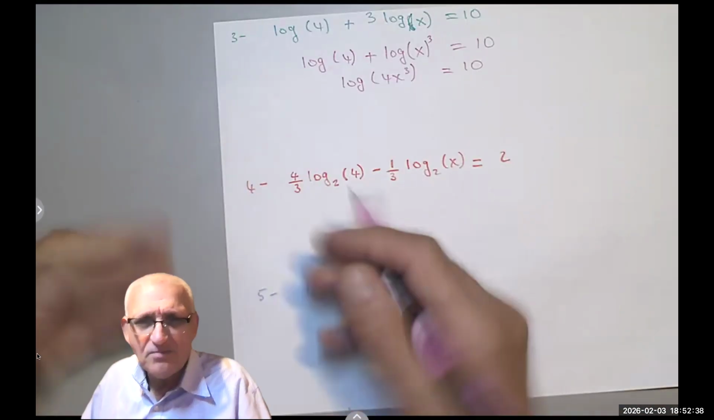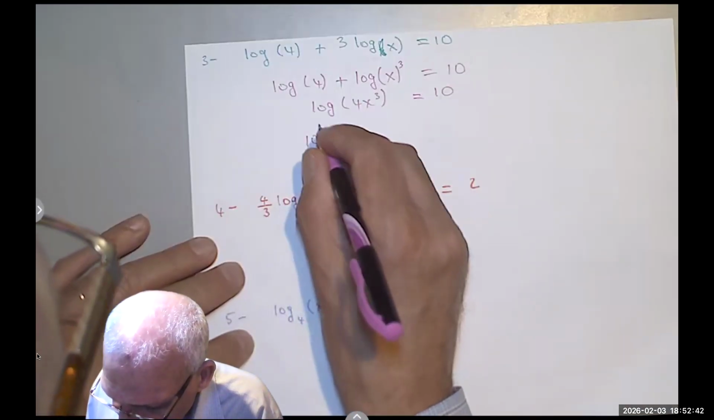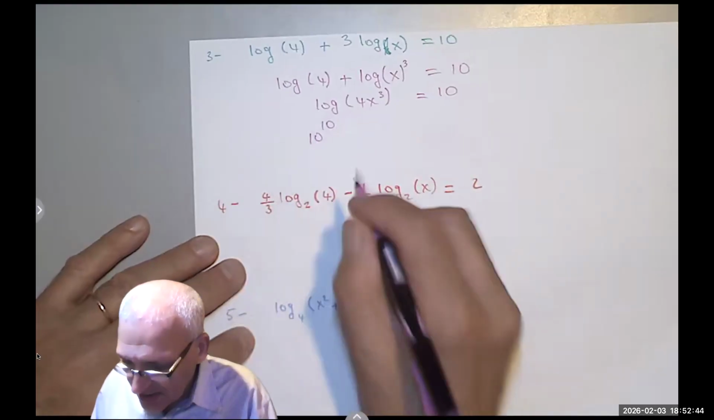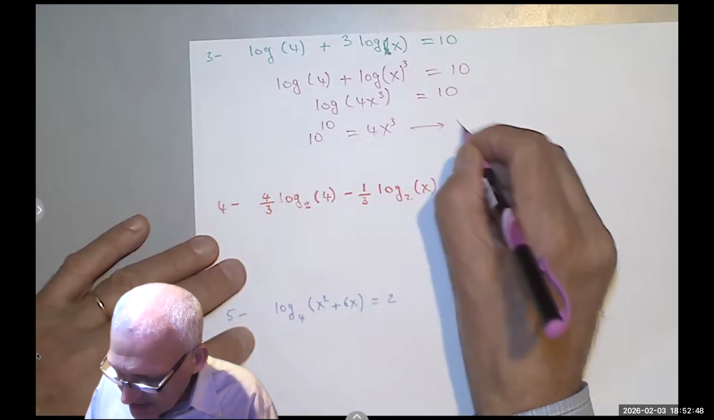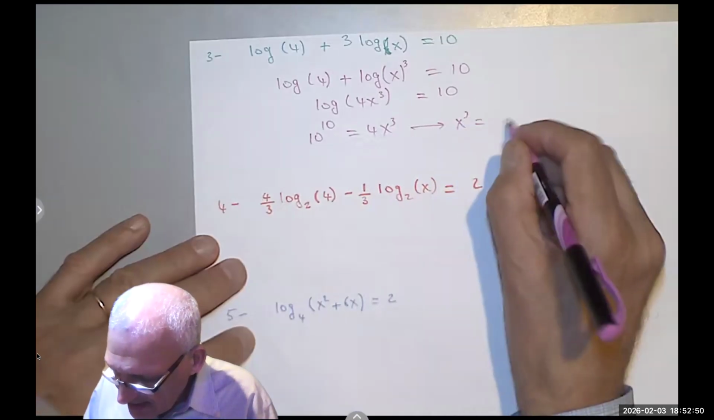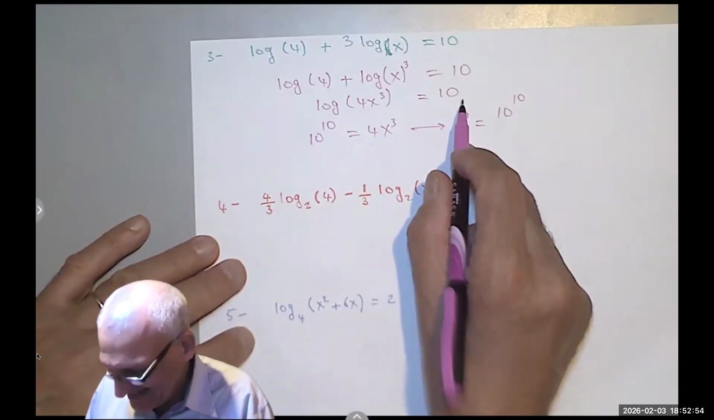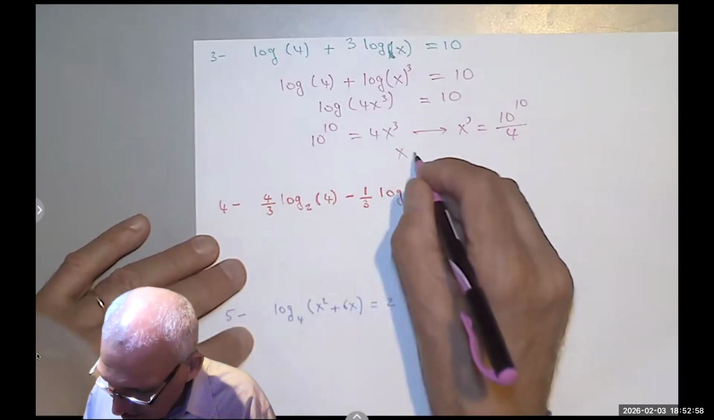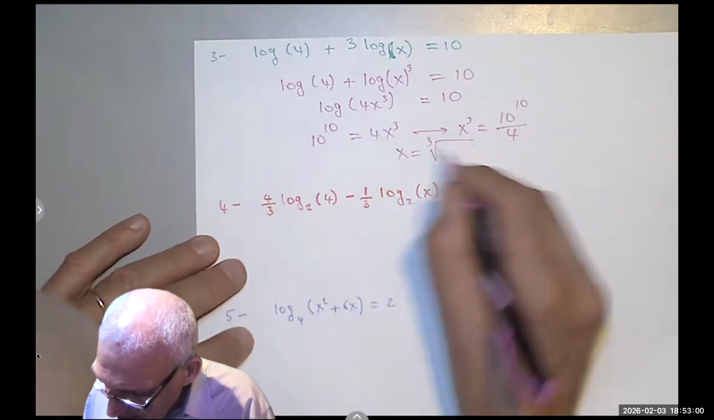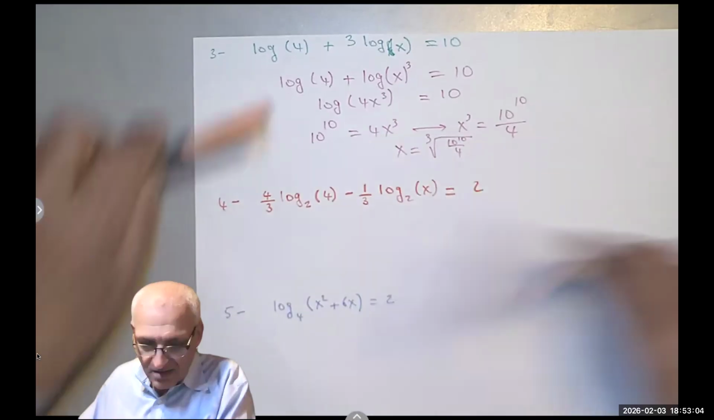That is a huge number. We're just making some numbers. So this can be rewritten as 10 to the 10, which is a humongous number, equals 4x cubed. So x cubed equals 10 to the 10. That was a bad choice. I should have divided by 4. And then x is the cube root of this whole thing, which would be huge.